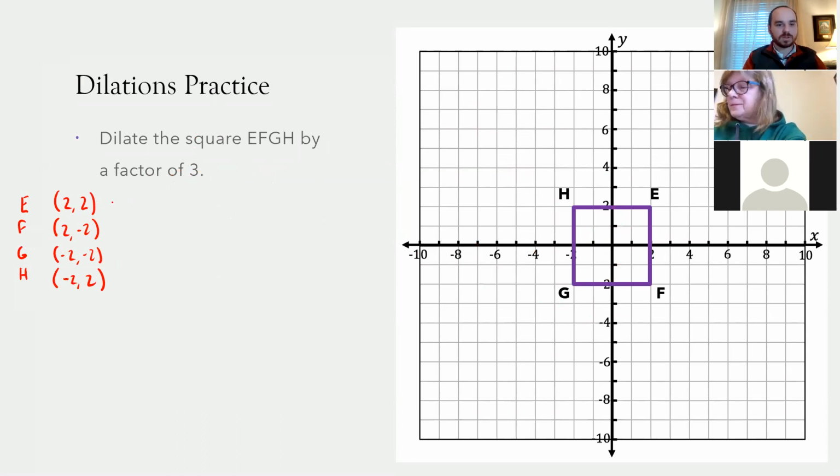on your own. So for E prime, we're going to take our X value, which is 2, multiply it by our factor, which is 3. Then we're going to take our Y value, which is also 2, and multiply it by our factor, which is still 3. And we get the point E prime is 6, comma 6. So go ahead and try F prime, G prime, and H prime.